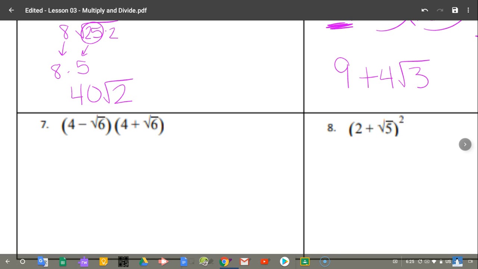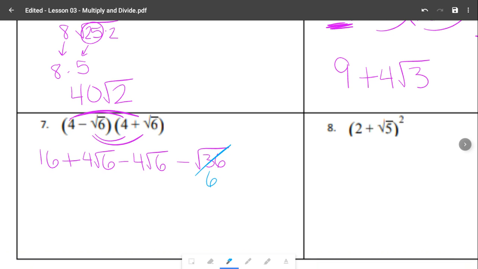All right, so number 7, I already did the distributing here. 4 times 4, you get 16. 4 times radical 6, +4 radical 6. Negative radical 6 times 4 is -4 radical 6. And negative radical 6 times positive radical 6, again, if you needed to, you could actually multiply, get negative radical 36, which is just -6.